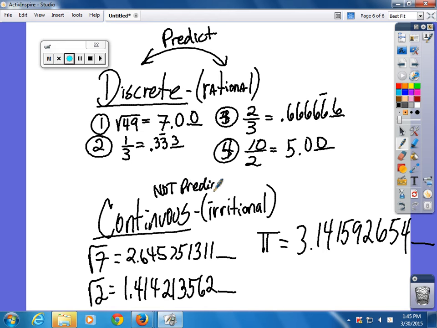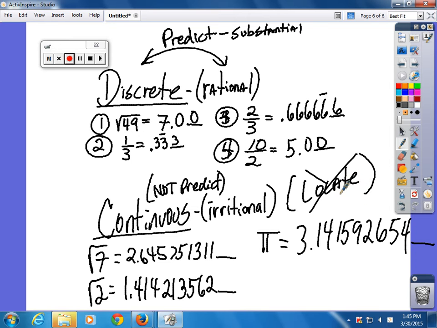Not predictable. Now, if something is predictable, it's pretty much substantial, right? Meaning that you can put money on it, right? That you know that number exists and that it's located on the number line, and without a doubt you can locate it, and that's it. These you can't do that. You can't locate it because what? You don't know what that next number is. You can't locate it on a number line.